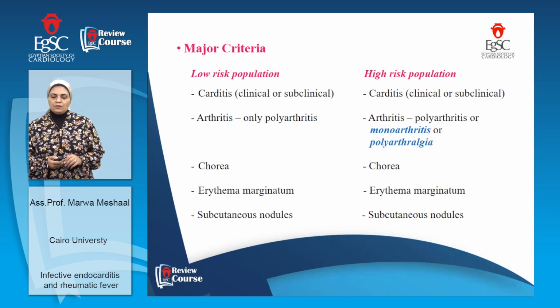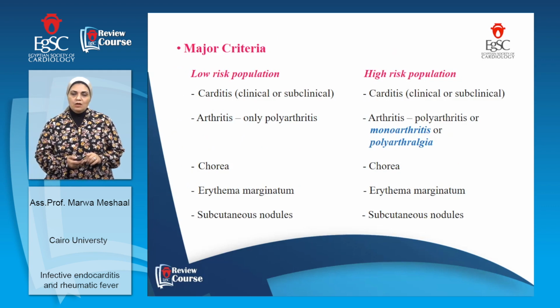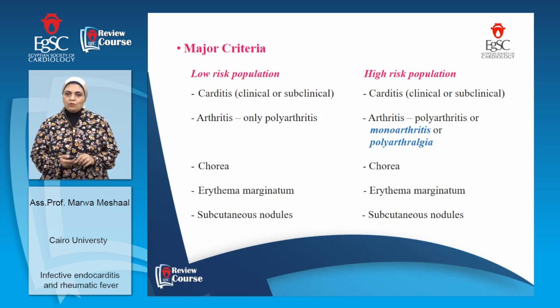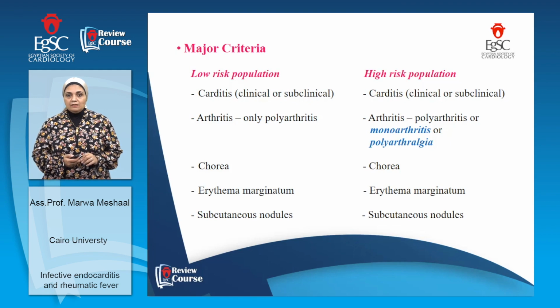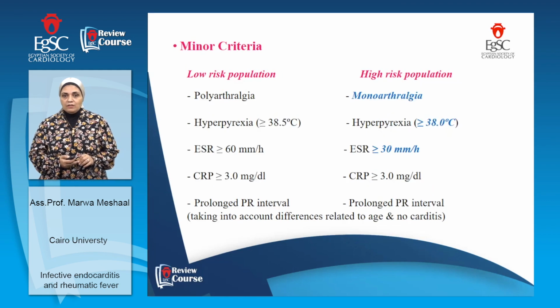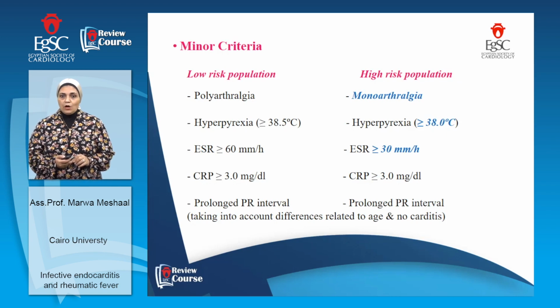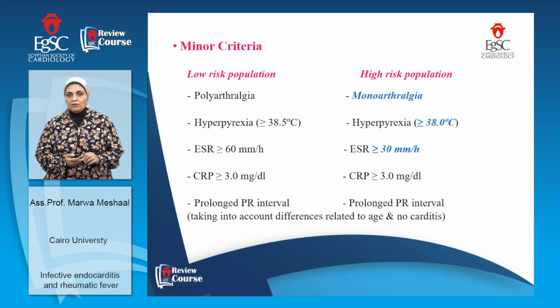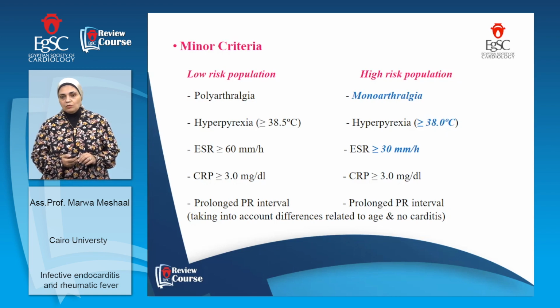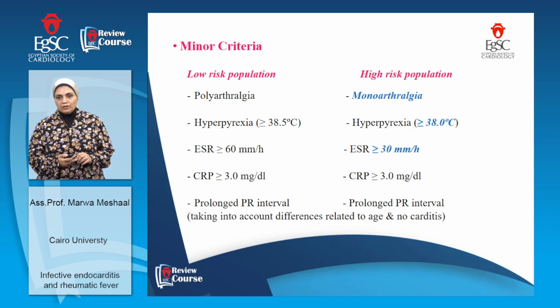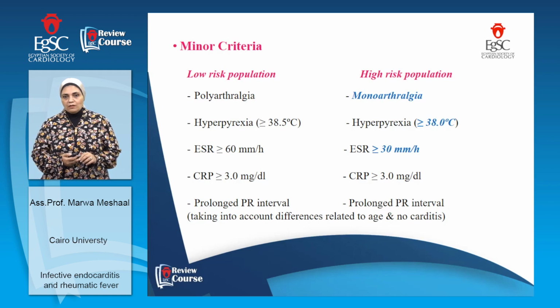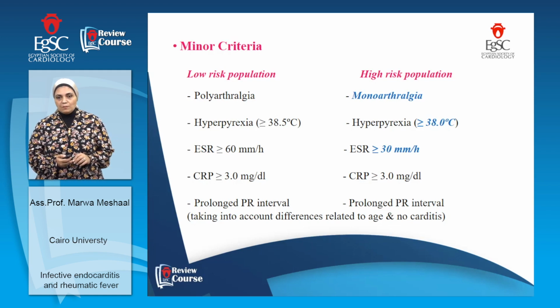Now, these are the new differences introduced by the new guidelines. In the high-risk population, you can adopt arthritis, polyarthralgia, or monoarthritis as major criteria. In the minor criteria, this is the modification of adding monoarthralgia to the group, and hyperpyrexia has been reduced to a fever of 38 degrees or more, and ESR of more than or equal to 30 millimeters per hour.